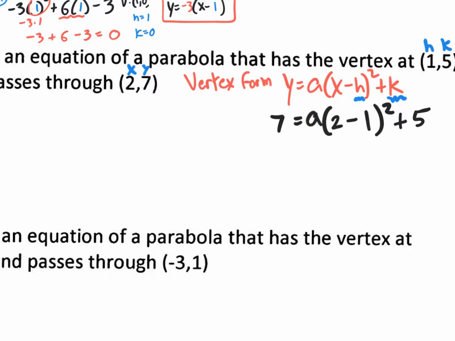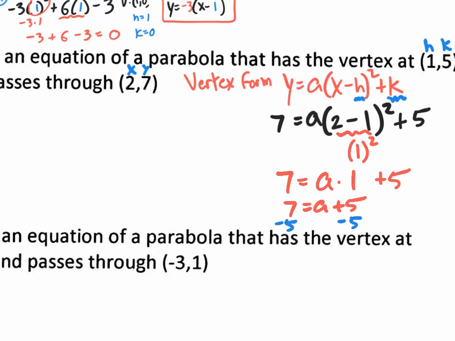So let's do the parentheses first. 2 take away 1, that's 1. And when you square it, it's still going to be 1. So what we have here is 7 equals a times 1 plus 5. So you're not going to add 1 plus 5 before multiplying a times 1. So multiply a times 1 first. You're going to have the equation 7 equals a plus 5. To solve that equation, you're going to subtract 5 and subtract 5. That means that 2 equals a. You guys agree with that?